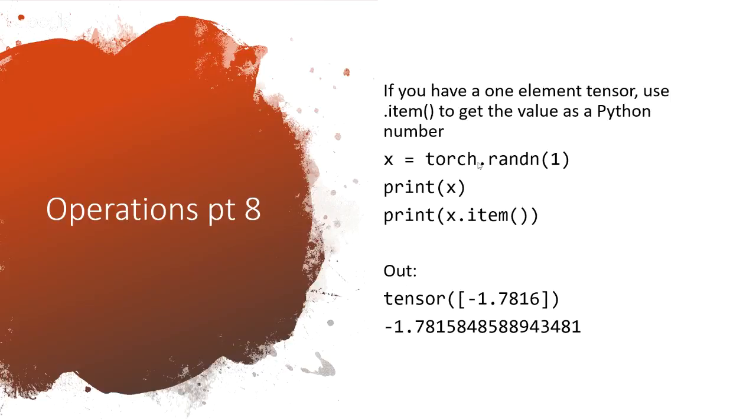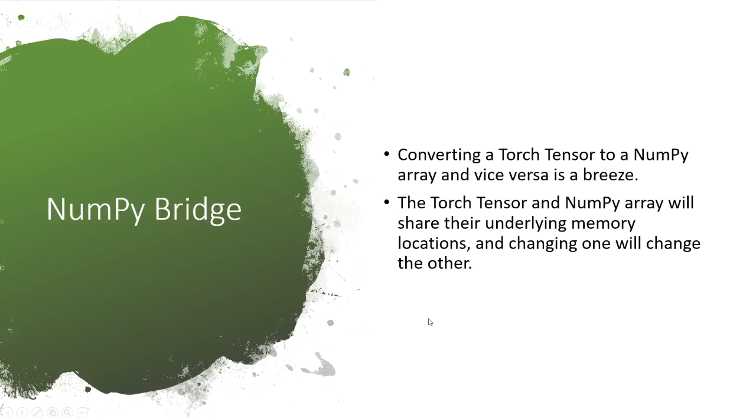If you have a one-element tensor, use .item() to get the value as a Python number. So x equals torch.randn(1), print x, x.item(), you'll see that you get the same, just the actual value itself.